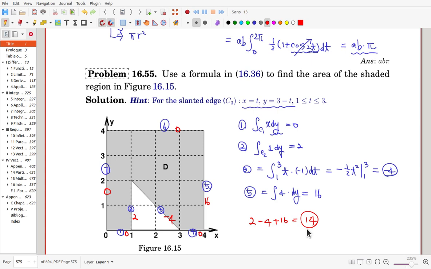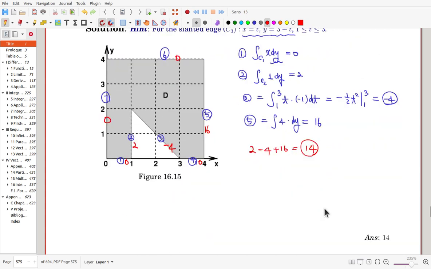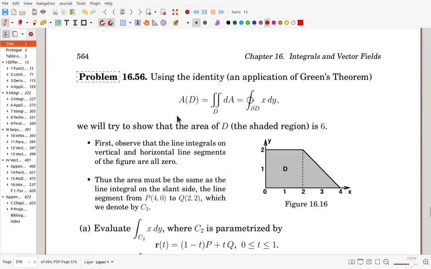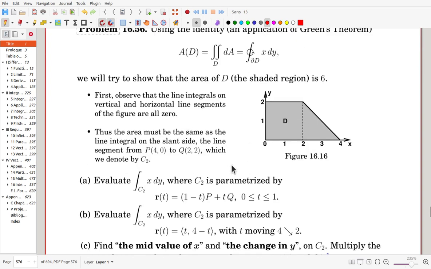Okay. Now let's go to another problem. Now we'll use this formula to get the area of this one. Again, you have to do it piece by piece. For that one, x dy, no change in y, so it must be 0. Also for this portion it must be 0. Now x is 0, so it must be 0. Now you have to get this side.